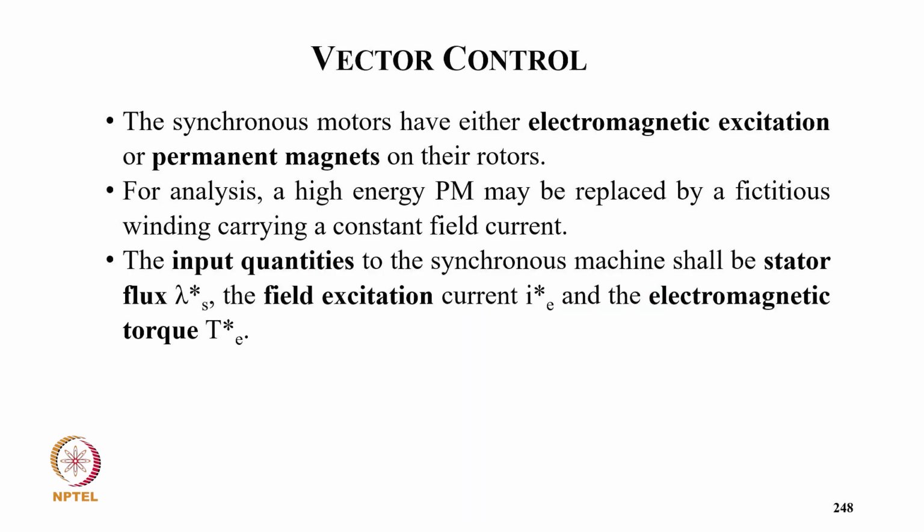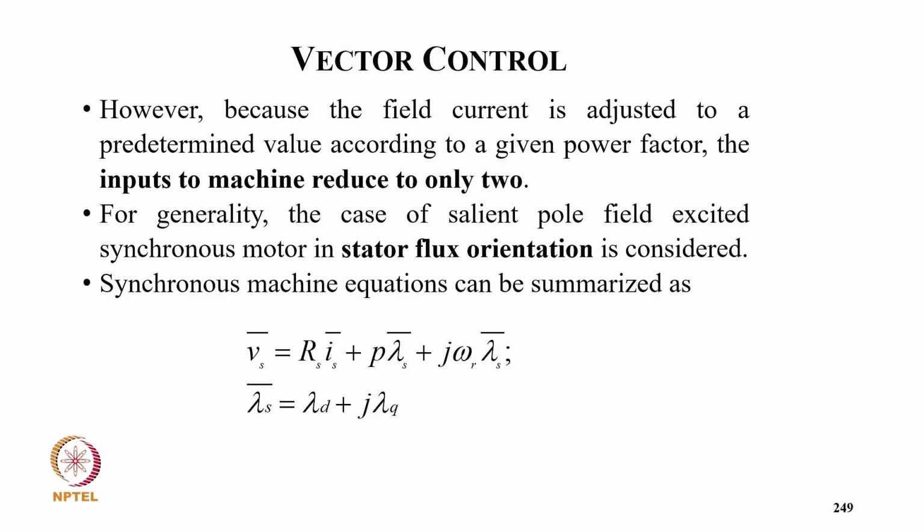The synchronous motors have either electromagnetic excitation or permanent magnets on the rotors. For analysis, a high energy permanent magnet rotor may be replaced by a fictitious winding carrying a constant field current, and the input quantities of the synchronous machine shall be the stator flux lambda S star, the field excitation current IF star, and the electromagnetic torque T star. However, because the field current is adjusted to a predetermined value according to a given power factor, the input to the machine is reduced to only 2.